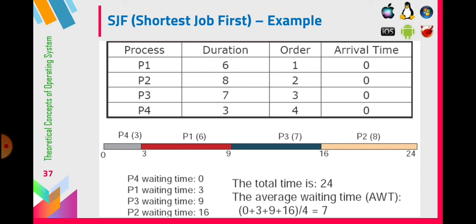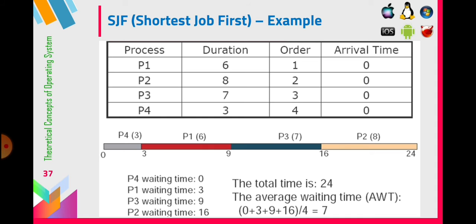So the second job, P1, is completed next. That is, P1 waiting time is 3. That is, P1 waits for 3 seconds. After completing process P4, P1 enters the CPU and that process is finished. After P1 is finished, which one is minimum? Next minimum is the P3 job. So P3 waiting time is 9 seconds. That is, after completing P4 and P1, P3 can be executed. And then the last process, P2, is processed. So the P2 waiting time is 16 seconds.